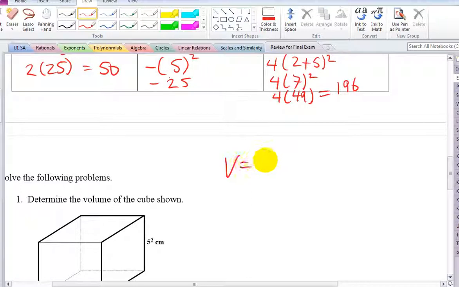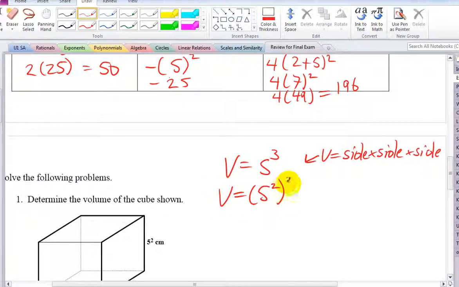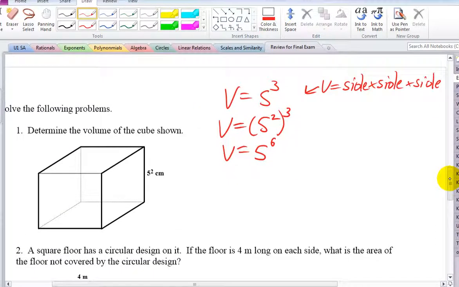So the volume of a cube is s cubed. Okay. Side times side times side. So there's 3 of them, and that's why we're allowed to write it as s cubed. Okay. So now we have 5 squared as the side length. So the final volume then will be 5 exponent what? No, 6. Okay, use your rules properly.